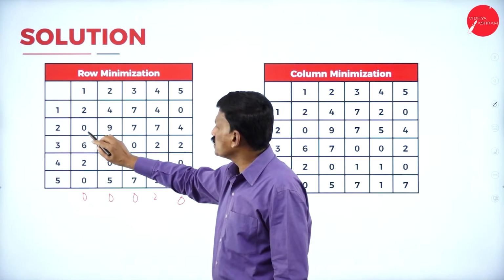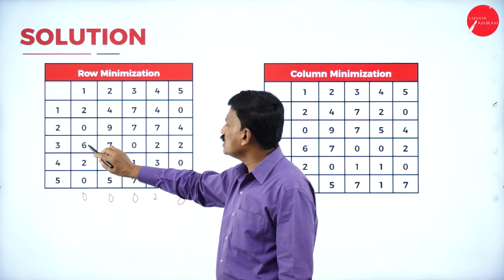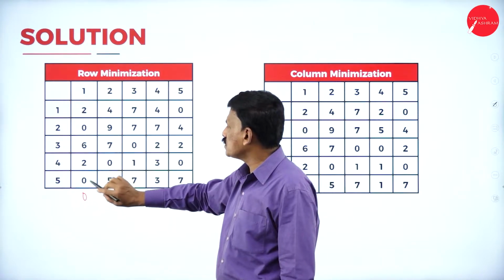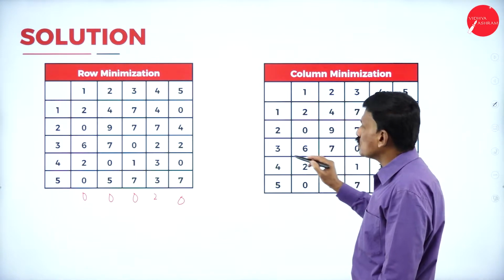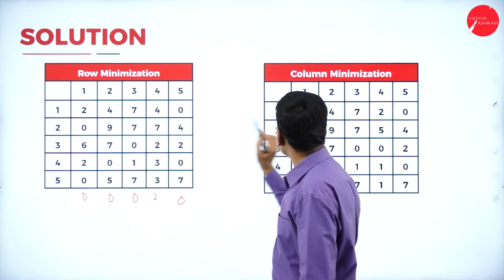So that is 2 minus 0 is 2, 0 minus 0 is 0, 6 minus 0 is 6, 2 minus 0 is 2, 0 minus 0 is 0. So you will get 2, 0, 6, 2, 0. In the second row, 4 minus 0 is 4.